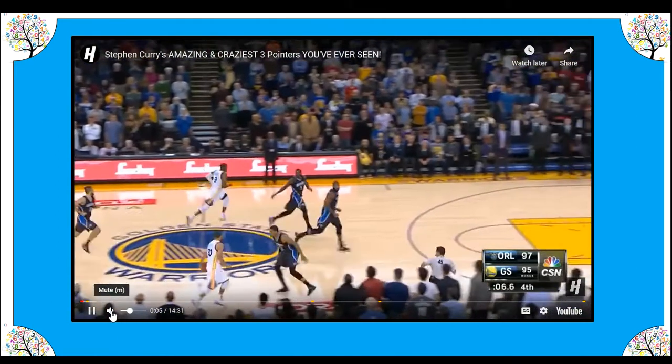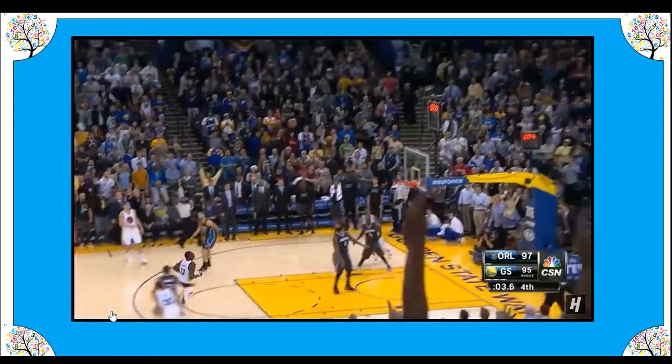Steph, no timeout with 6 and 5. Curry for the lead.